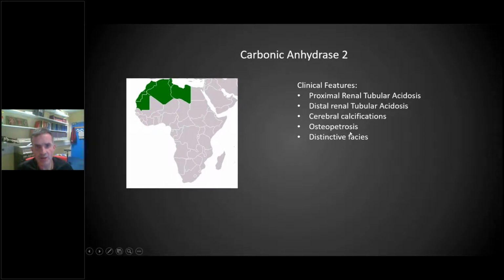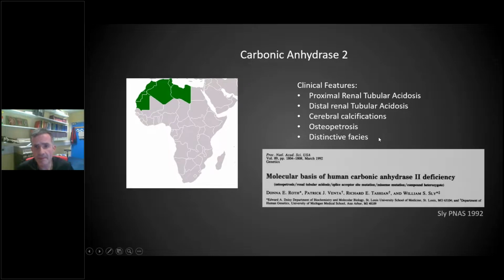And these patients have quite distinctive round faces with small eyes. I've got one of these patients in my clinic, and the main problem that she really has, I suppose, apart from the cerebral disease, is from her dRTA. This was described by William Sly back in the early 80s, when he used very classical biochemical techniques to look at carbonic anhydrase 2 activity from biosamples from these patients. And he later confirmed this back in 92 in PNAS by Sanger sequencing.